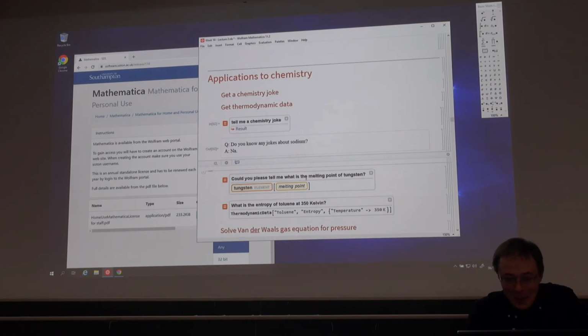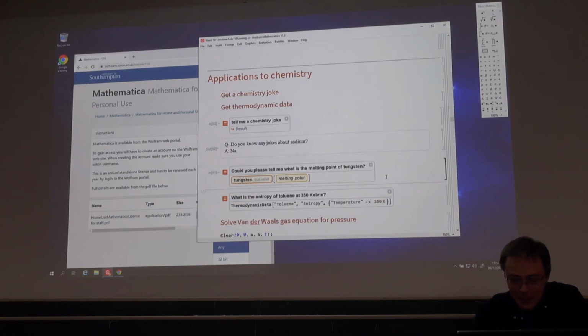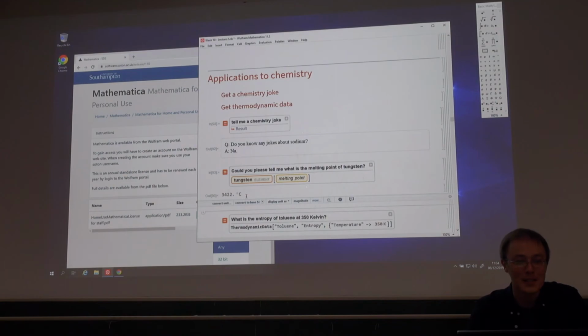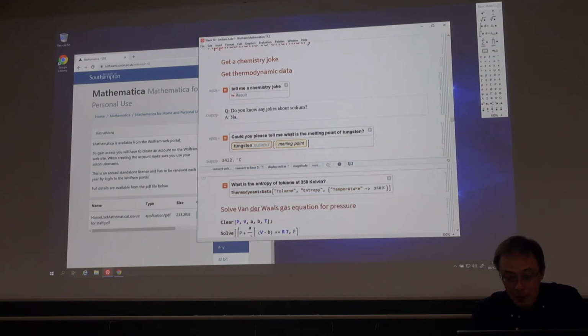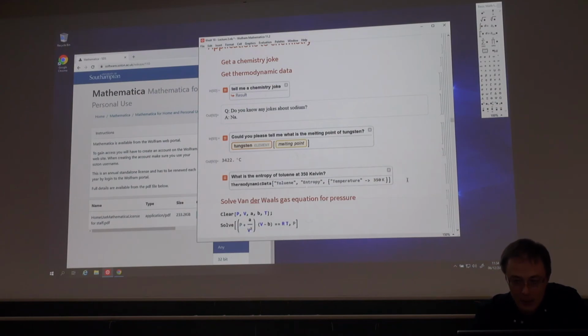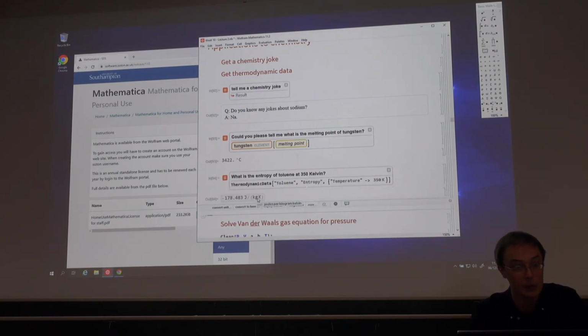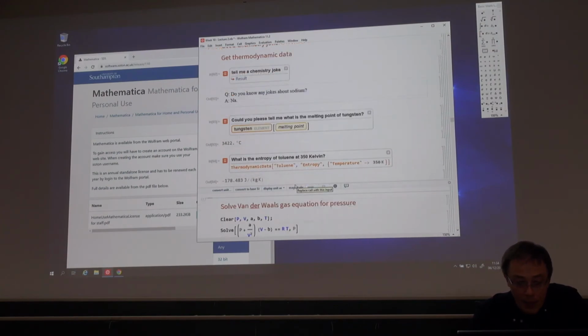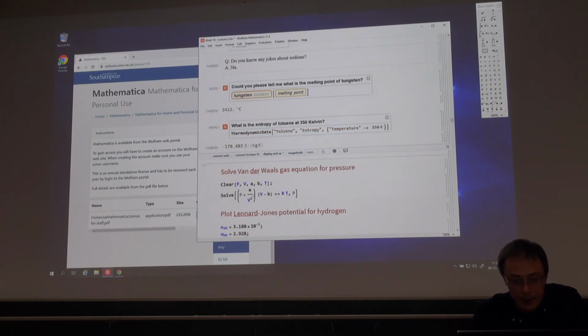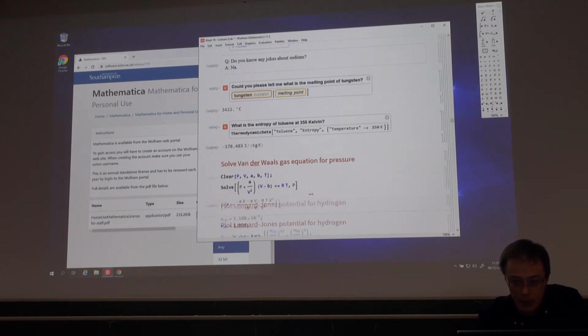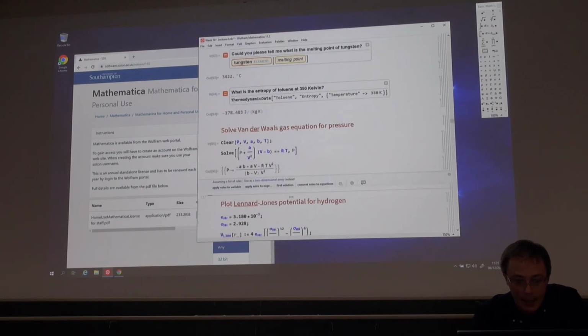Okay, so the melting point of tungsten, it has a database of all the basic physical chemistry. Entropy of toluene at 350, so it will pull the standard entropy, pull the heat capacity, do the integral, and return you the standard entropy of toluene in joules per kilogram, for some reason Kelvin. Various van der Waals things, like things we'd rather not solve if we want to solve the van der Waals equation for pressure. This is it.